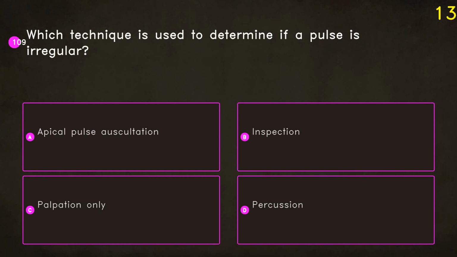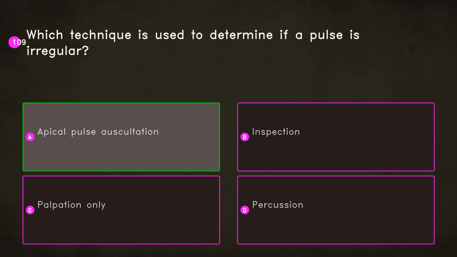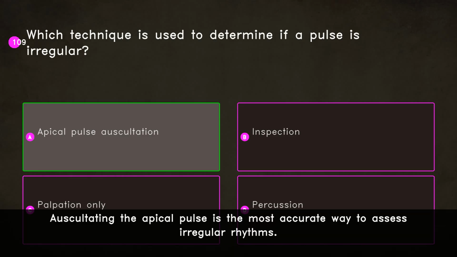Question 109. Which technique is used to determine if a pulse is irregular? A. Apical pulse auscultation, B. Inspection, C. Palpation only, D. Percussion. The correct answer is apical pulse auscultation. Auscultating the apical pulse is the most accurate way to assess irregular rhythms.